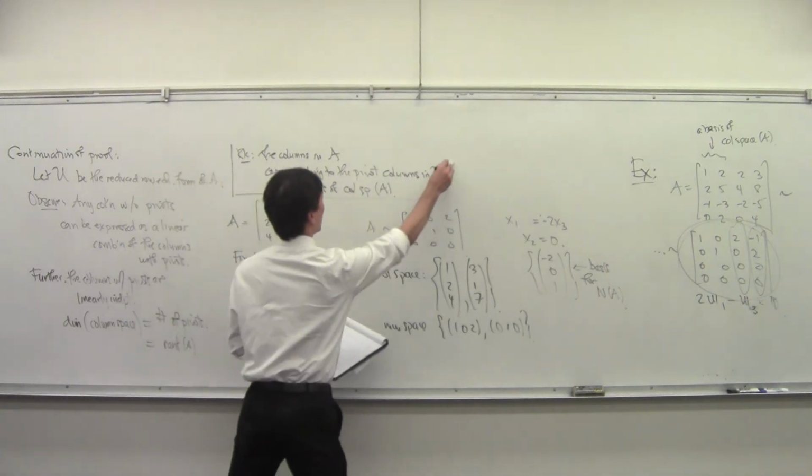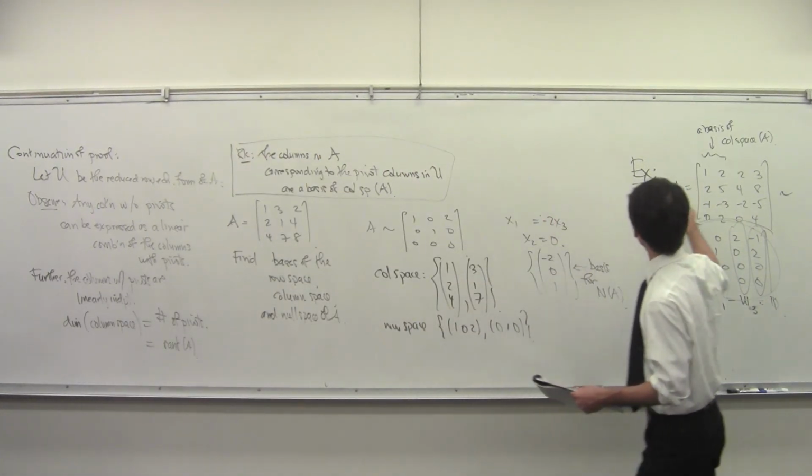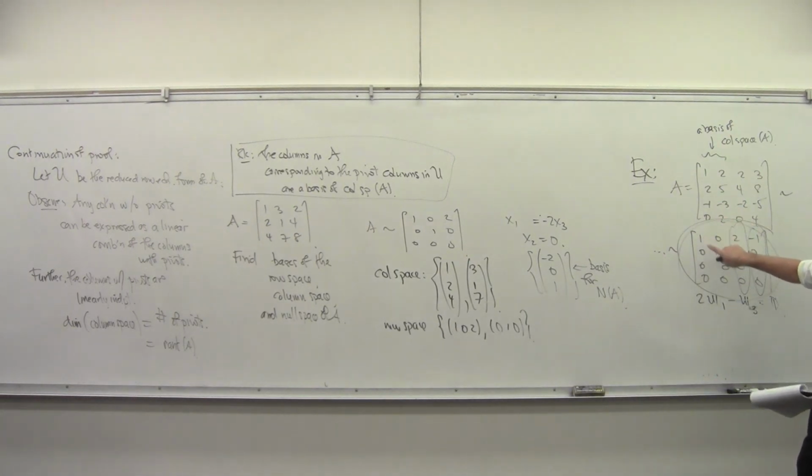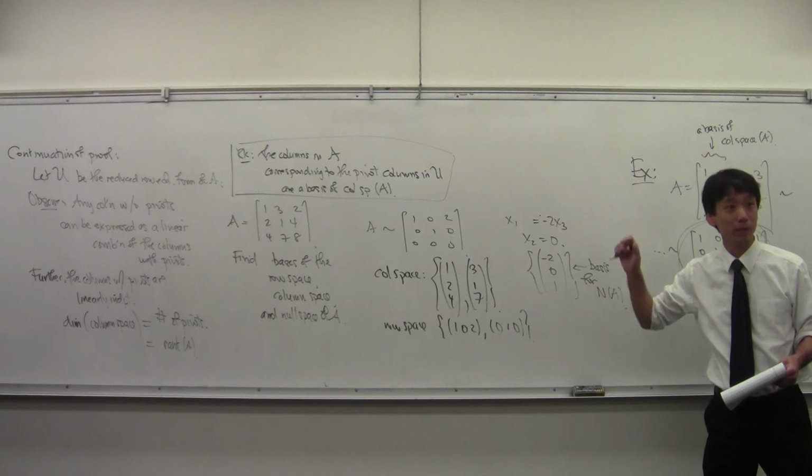While you were doing the problem, I wrote up this thing, which is what I said over here. The columns in this guy corresponding to the pivot columns here are a basis of the column space. I said it, but if you want to write that down, that's actually pretty important.